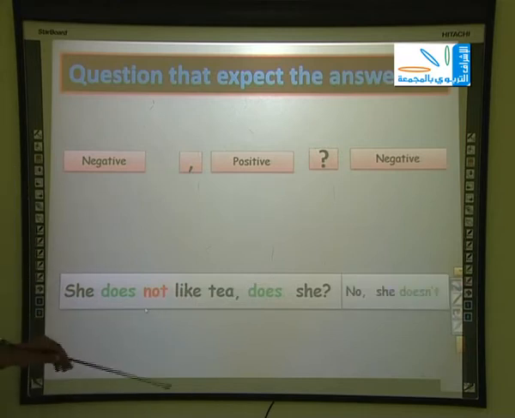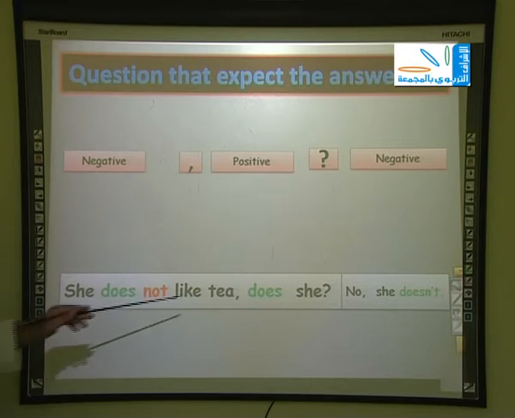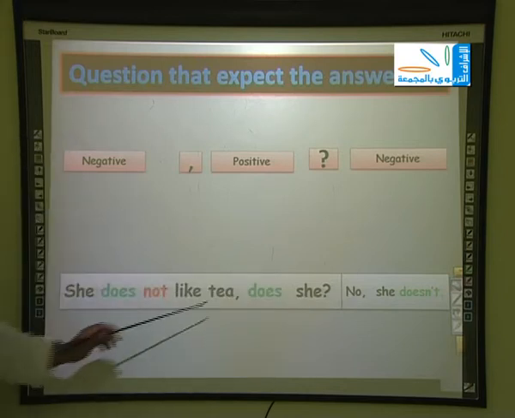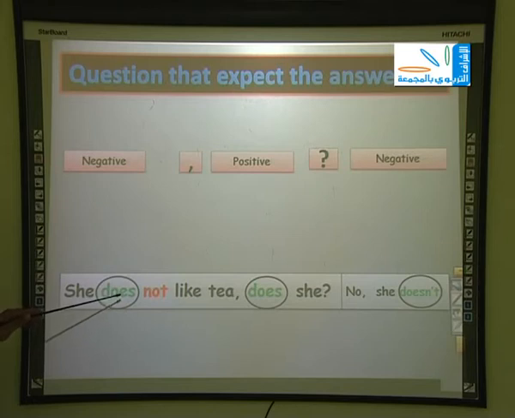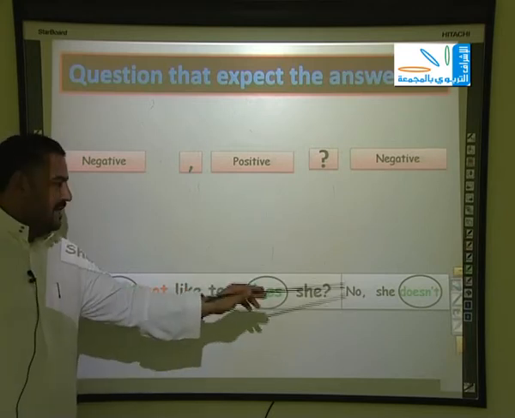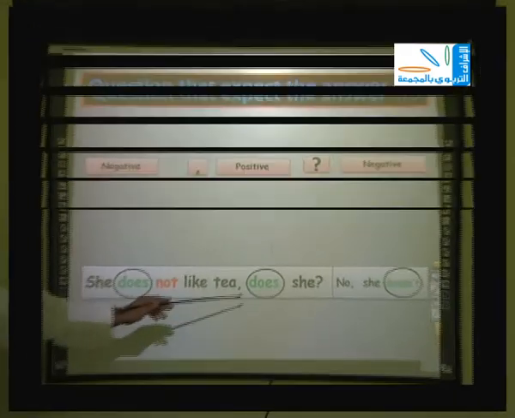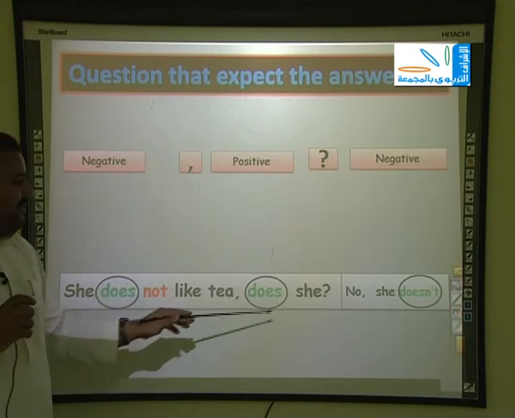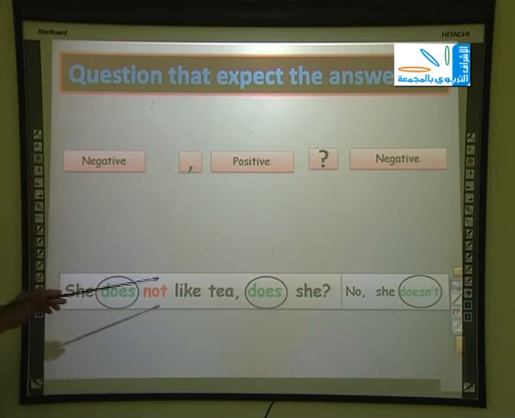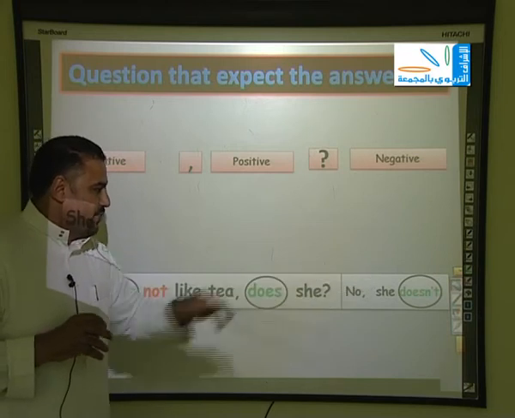The answer will be like this: no, she doesn't. As we see, if the sentence is negative, the answer will be negative as well. Negative, negative. But for the tag question, negative, positive. So let's see, does plus not will be changed into does without not, and the answer will be again does with not. So doesn't, does, doesn't. The sentence is negative, the tag question is positive, and the answer is negative as well. And if the answer is negative, it should be written in a short form.